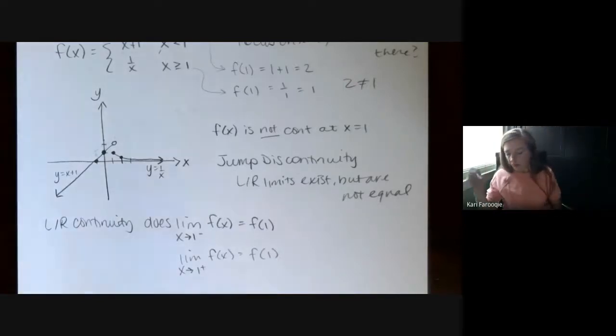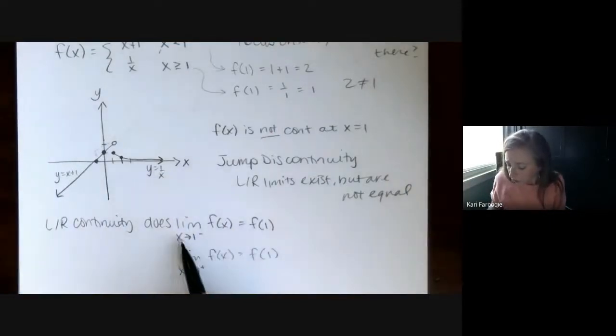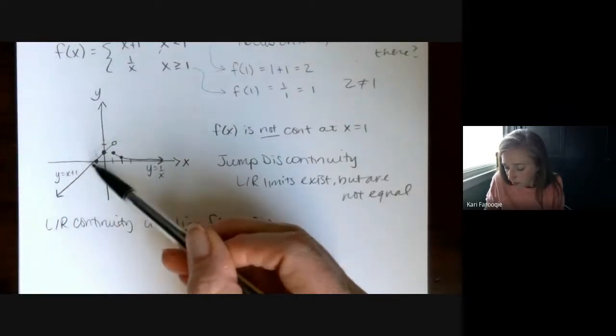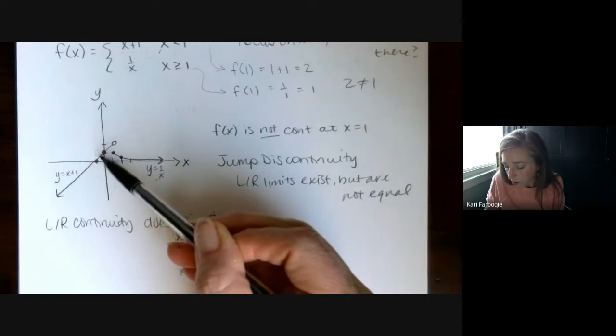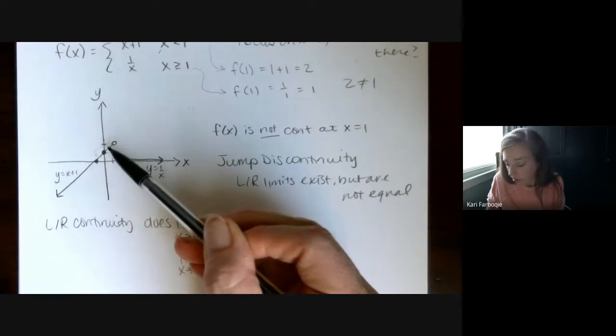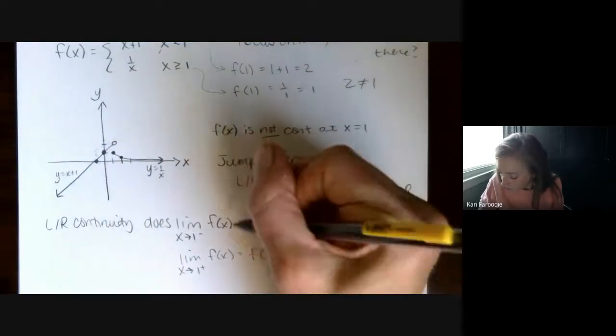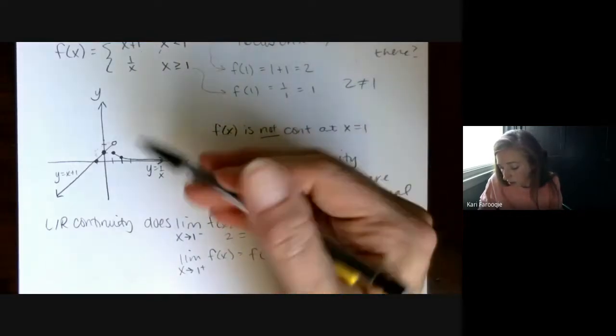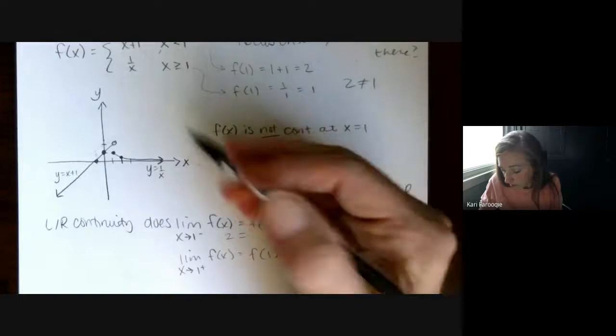Now, in this case, when you're looking at x as it approaches 1 from the left, you're approaching on this linear piece of the graph. And as you approach 1, even though the limit exists, the limit is 2, but f of 1 actually, in this case, does not exist.